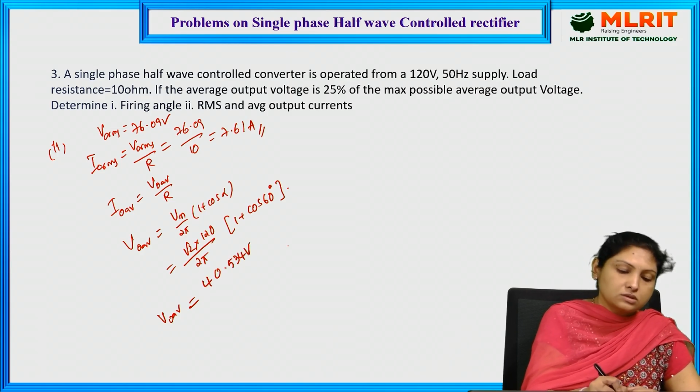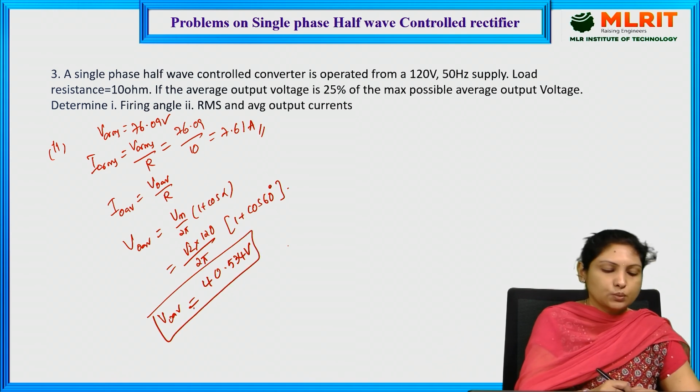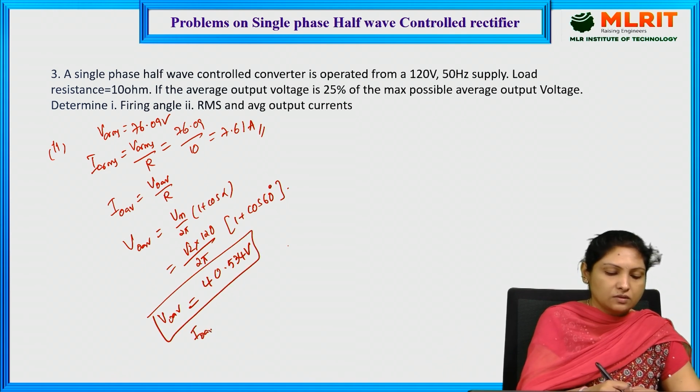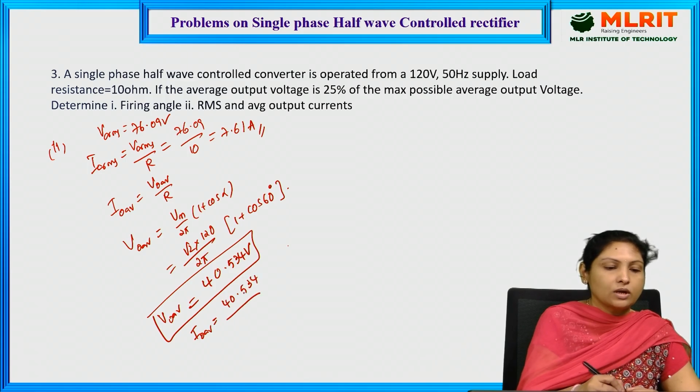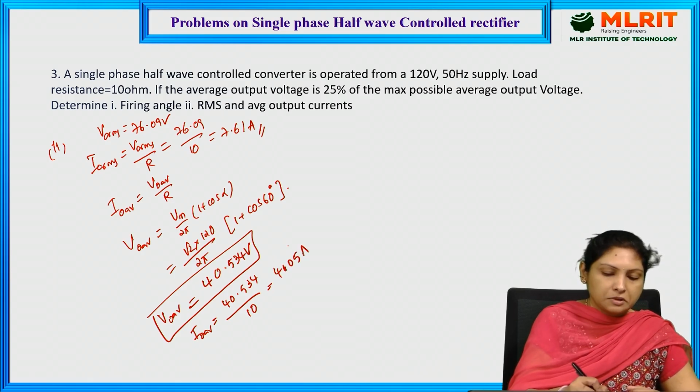40.534 volts. Once we get V naught average, we can find out I naught average, which is equal to V naught average divided by resistance, where the value of the resistance is 10 ohms. In that case, we get 4.05 amperes.